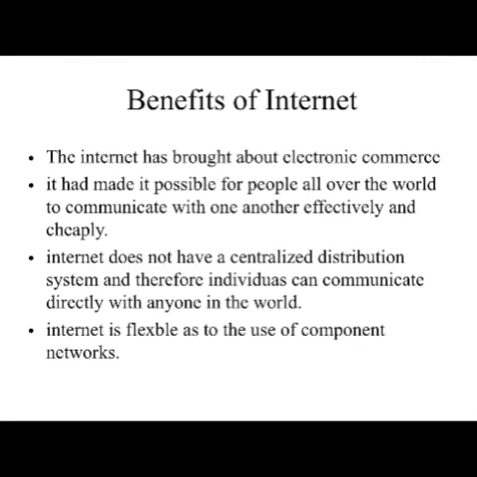Internet does not have a centralized distribution system, and therefore individuals can communicate directly with anyone in the world. So like what I said earlier, when you go on TikTok, there are people from different places advertising their businesses. We have access to people who are in Uganda, people who are in the US. You're able to see whatever products they're advertising. Okay, internet is flexible as to the use of component networks. So there are different forms of networks that you can use to access the internet.